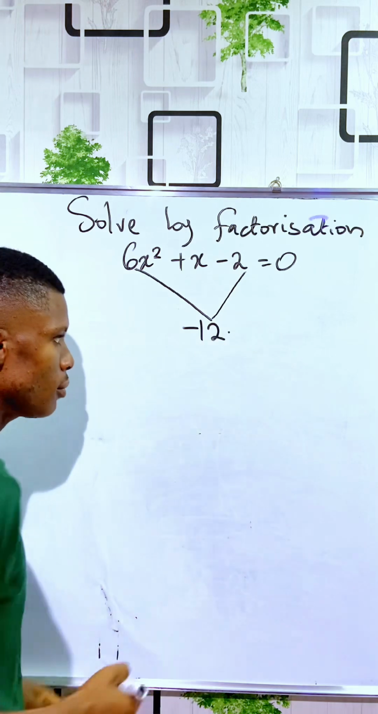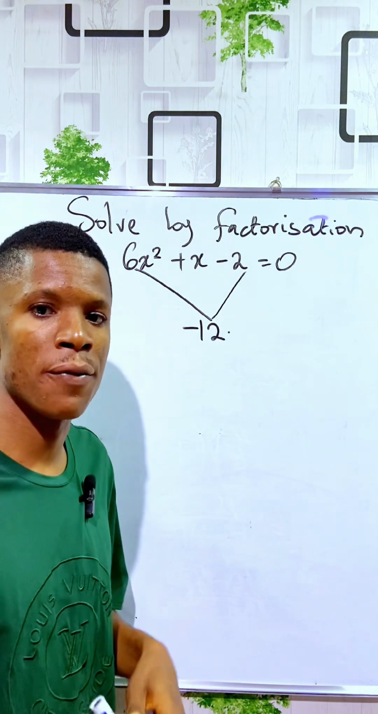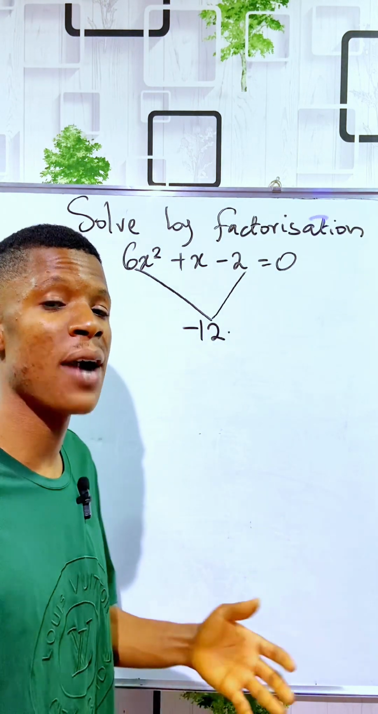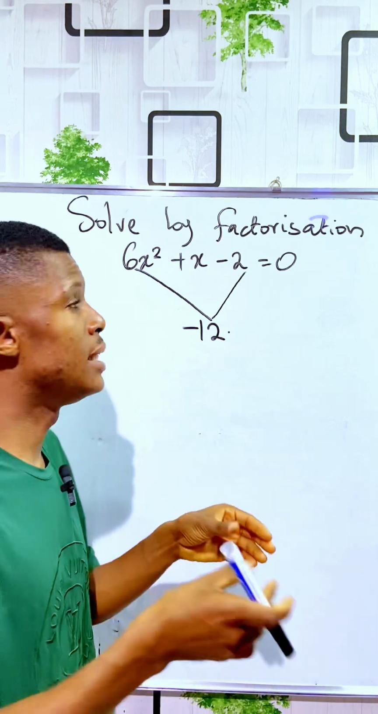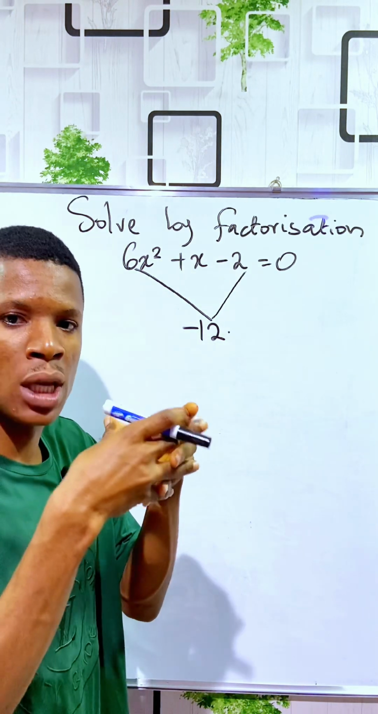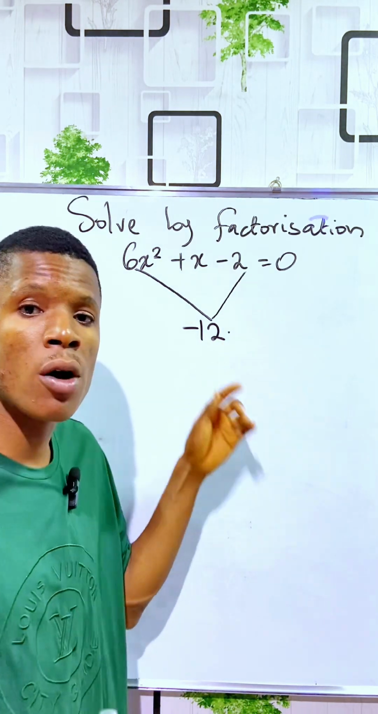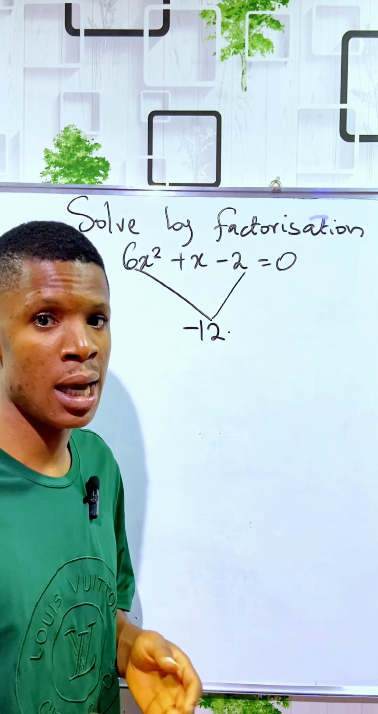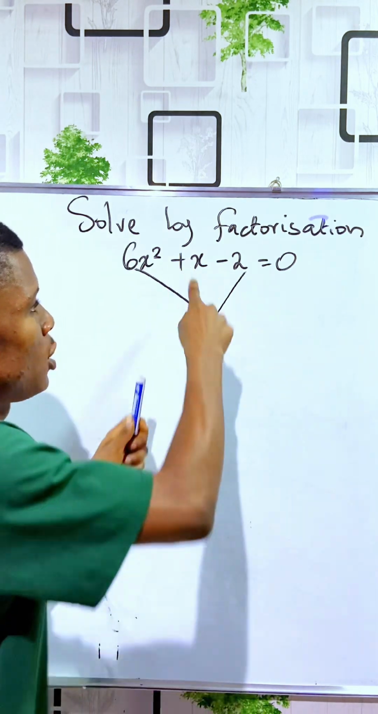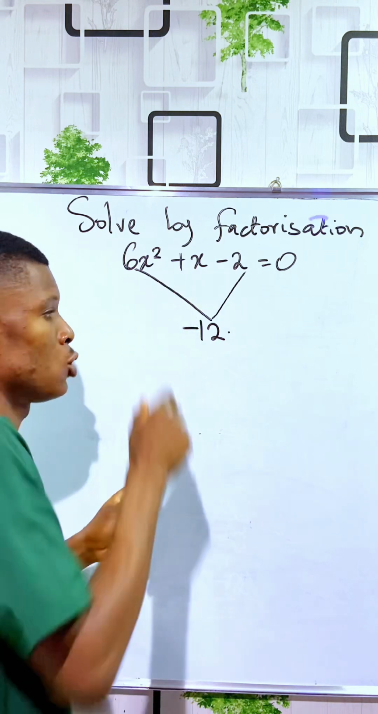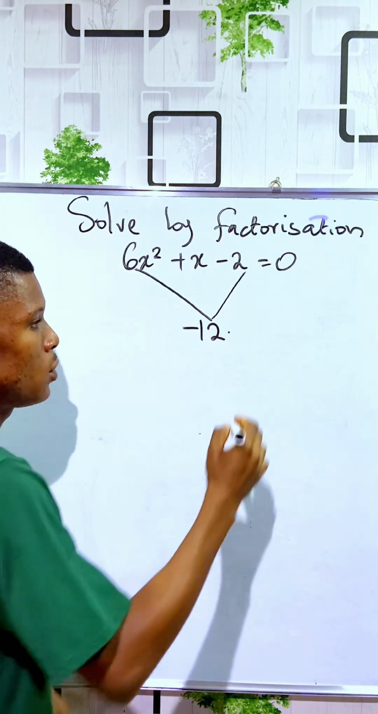Since you have the minus 12, now you have to list out the factors of minus 12 that when you multiply them together, you get minus 12, and when you add them together, you get 1, because the coefficient of the middle term is 1. Let's take a few examples.